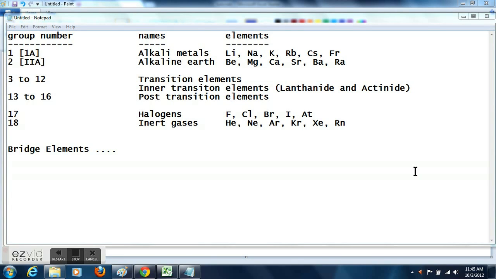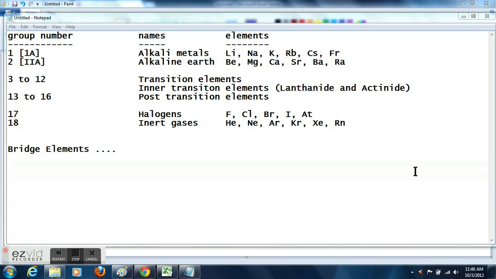I am going to discuss groups in the modern periodic table. I am not going to discuss all the groups. Some of the groups I will be discussing later, but I will discuss some of the main groups.